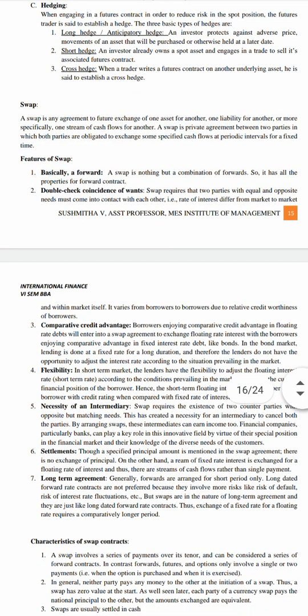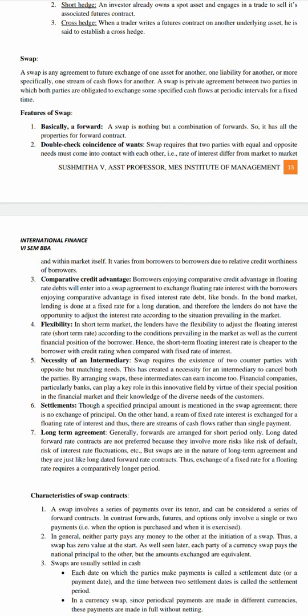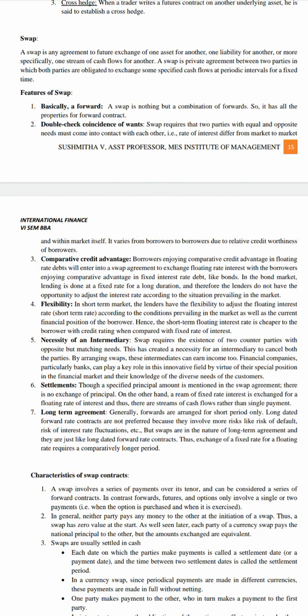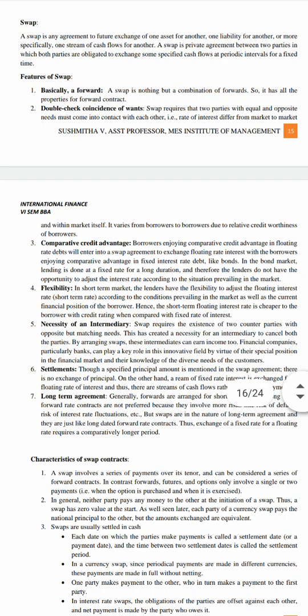Next, swap transaction. As I've already told you, a swap is similar to a future transaction, but here you need to have a double coincidence of wants, which means both parties should have their own needs and the counterparty should have the ability to fulfill the need. That is called a swap transaction. It's an agreement for the future exchange of one asset for another, one liability for another, or one cash flow for another cash flow. So one interest rate is exchanged for another interest rate between the two parties for a specific period at a specific rate. That is called a swap transaction.